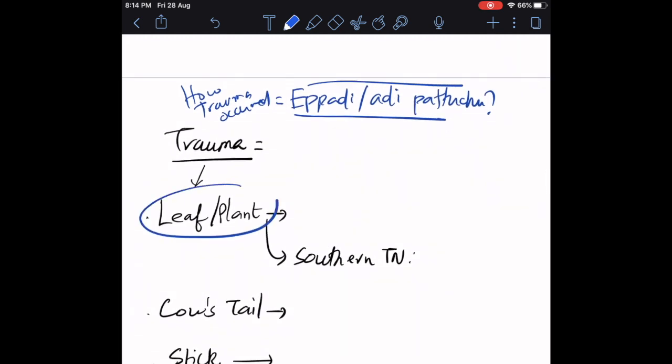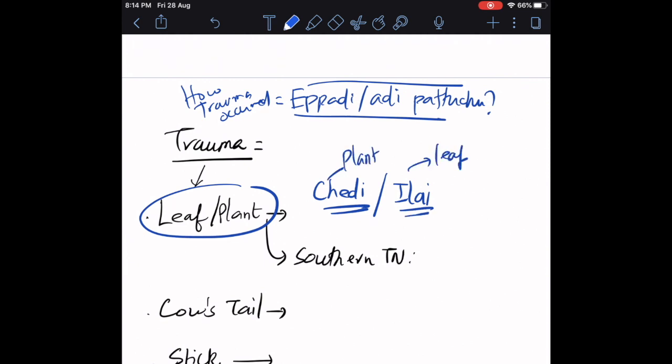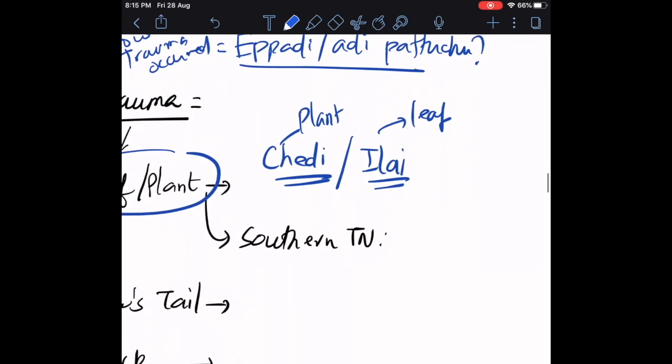Now, coming to what could have caused the trauma. For a leaf or plant, they use the word chedi. Chedi means plant, and ilai means leaf. In Tamil Nadu, especially in Madurai, people use the word sogai. Sogai is another term they use for the plant, I think the rice plant, where the rice grows. That's called sogai.